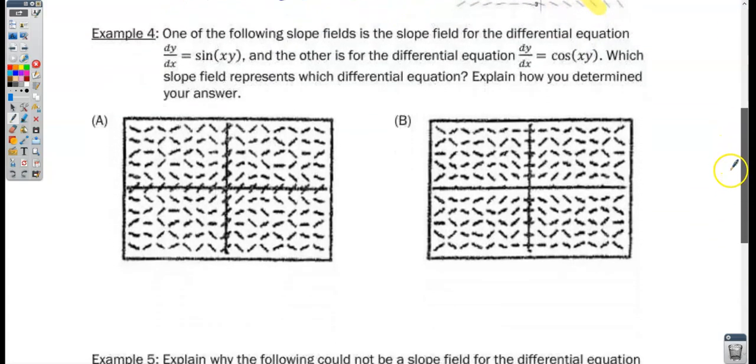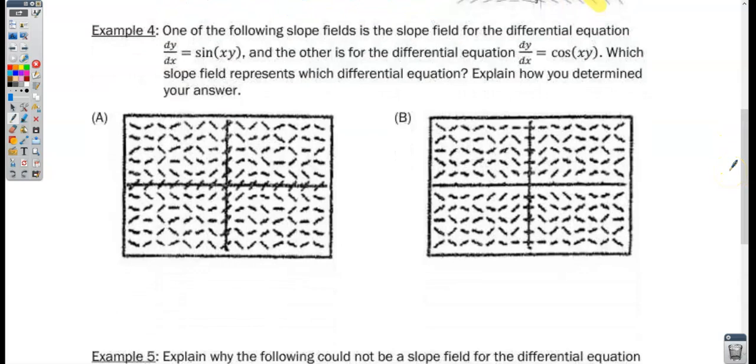All right, example 4. One of the following slope fields is the slope field for the differential equation dy dx equals sine of xy, and the others for the differential equation dy dx equals cosine of the quantity xy. Which slope field represents which differential equation? Explain how you determined your answer. All right, go ahead and pause, see if you can figure out the answer to that one, and then I'll be back with you in a few seconds.